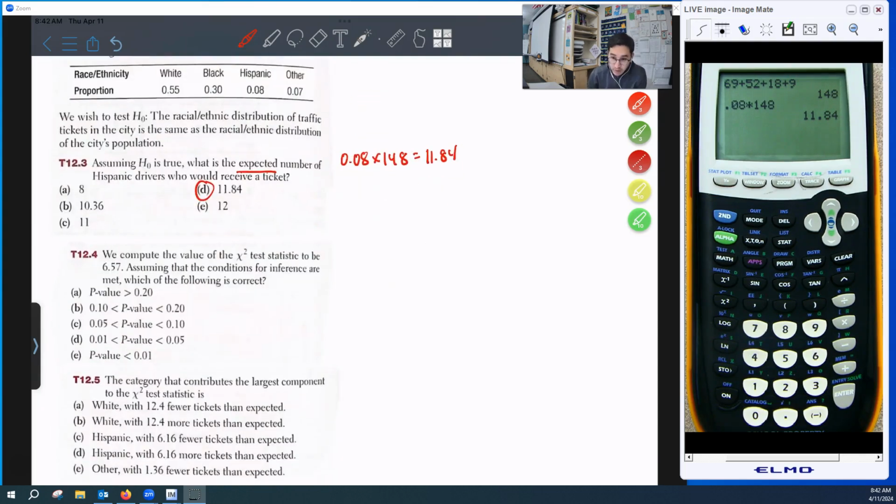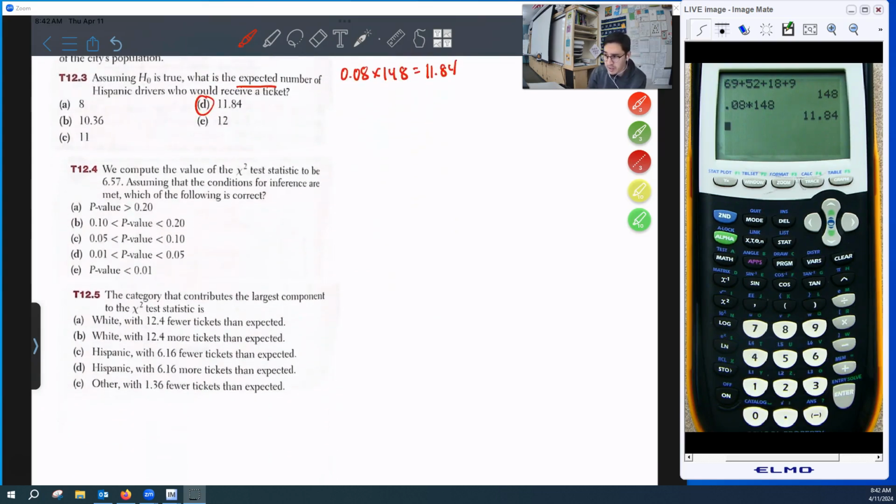Right, 12.4. We compute the value of the chi-square test statistic to be 6.57, assuming that the conditions for inference are met. Which of the following is correct? Okay, so we need to figure out what the p-value is. Also, if we take a sneak peek at 12.5, it's asking for the largest component to the chi-square test statistic. So we could answer both of these questions simultaneously if we just run the chi-square goodness of fit test on our calculator, because that function is going to give us the p-value, and it's going to give us all the components.